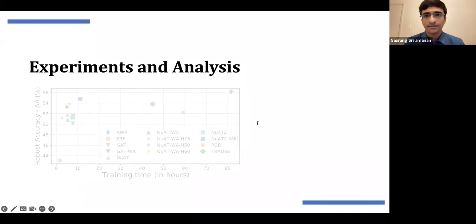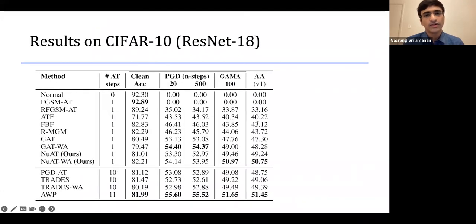So I'll now present some experimental evaluations for the proposed method and evaluations on strong attacks, such as AutoAttack. Here we present results on the CIFAR-10 dataset for models trained using the ResNet 18 architecture. We observed that the proposed method NuAT performs significantly better than existing single-step training methods, as shown in the first partition of the table. Further, we note that despite using only single-step adversaries during training, NuAT performs better than multi-step defenses such as PGD and TRADES on the ResNet 18 model.